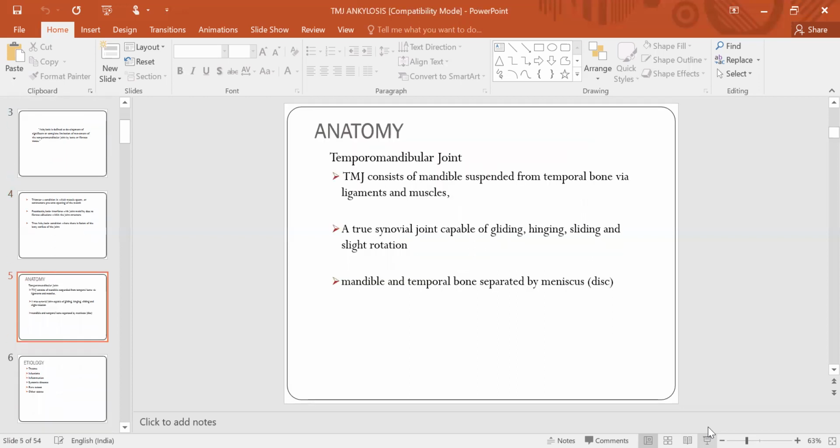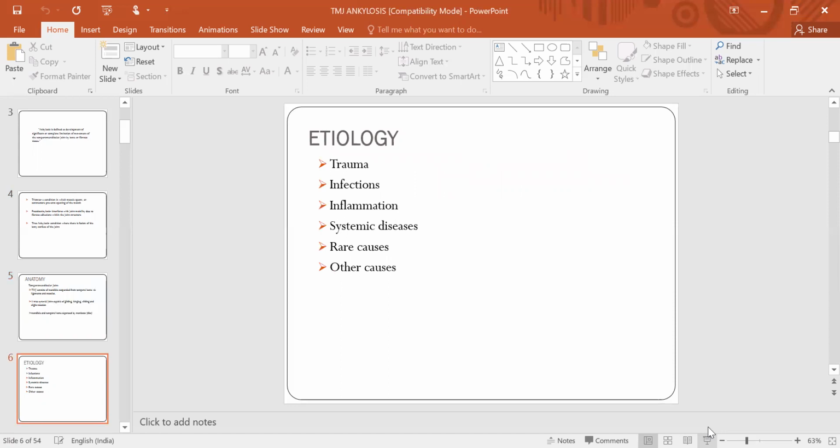So coming to the anatomy, the temporomandibular joint consists of the mandible suspended from the temporal bone via ligaments and muscles. A true synovial joint capable of gliding, hinging, sliding, and rotation movements. And the mandible and temporal bone are separated by a meniscus, or rather a disc.